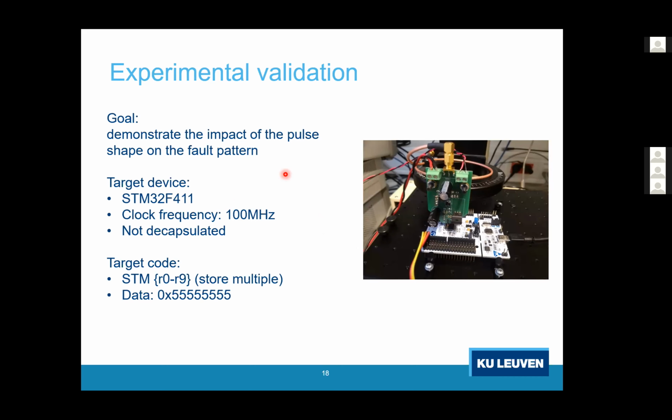So we load data from memory, we load 10 values from memory, and we store them in consecutive registers. The data that we loaded was 55555, a series of zeros and ones, in order to be a little bit independent of the fault model. So it can be either set to 1 or set to 0. In this case, it doesn't matter. But the important part of the target code is that we load data from memory, and every cycle we load 55555 into a consecutive register.